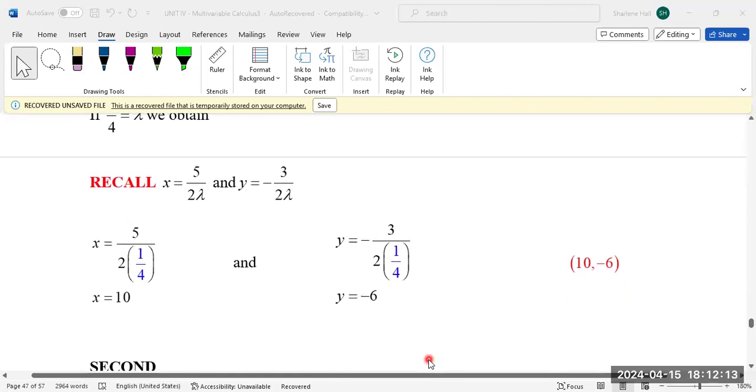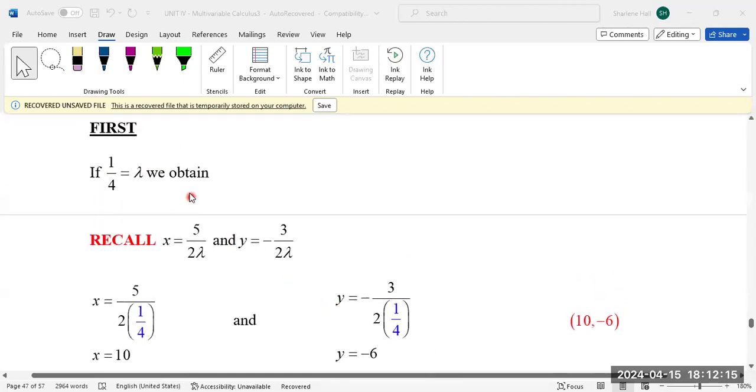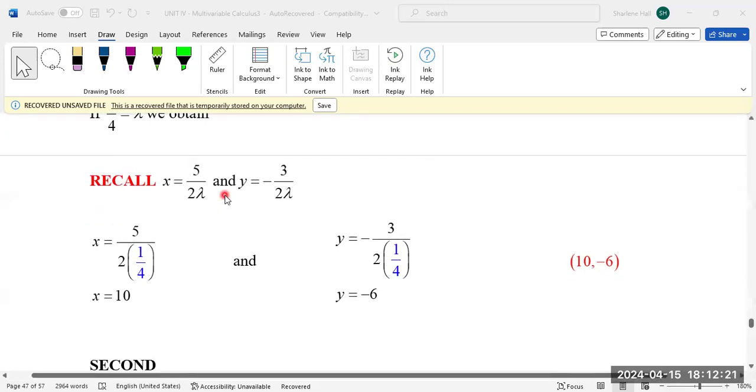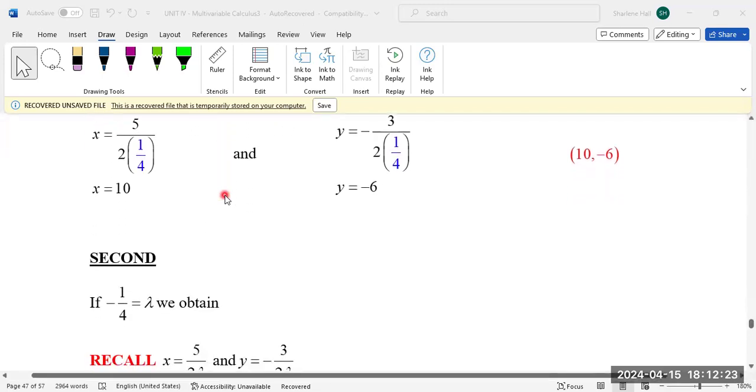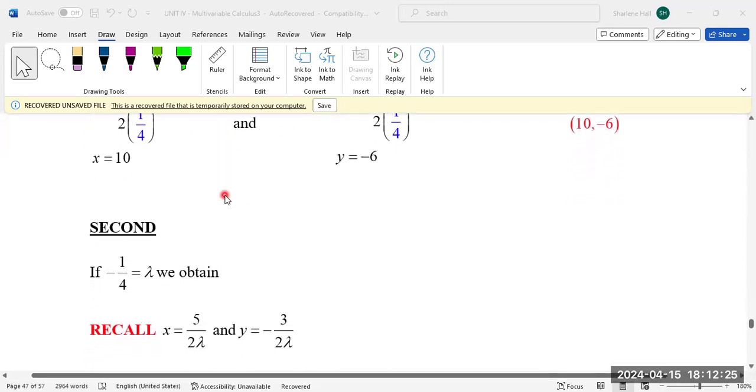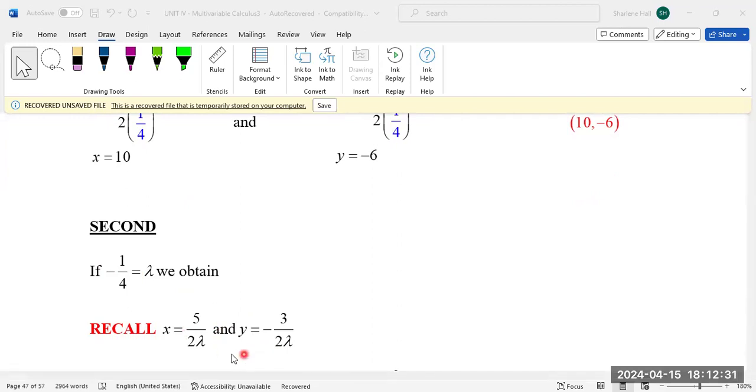My second point is when lambda is equal to negative 1/4. So again, I'm going to recall what x is and what y is equal to, and I'm going to substitute negative 1/4 into the said functions for x and y. Go ahead and calculate for x and y, please, and tell me the coordinate. Let me see if you understand how to use your calculators. Quick and fast.